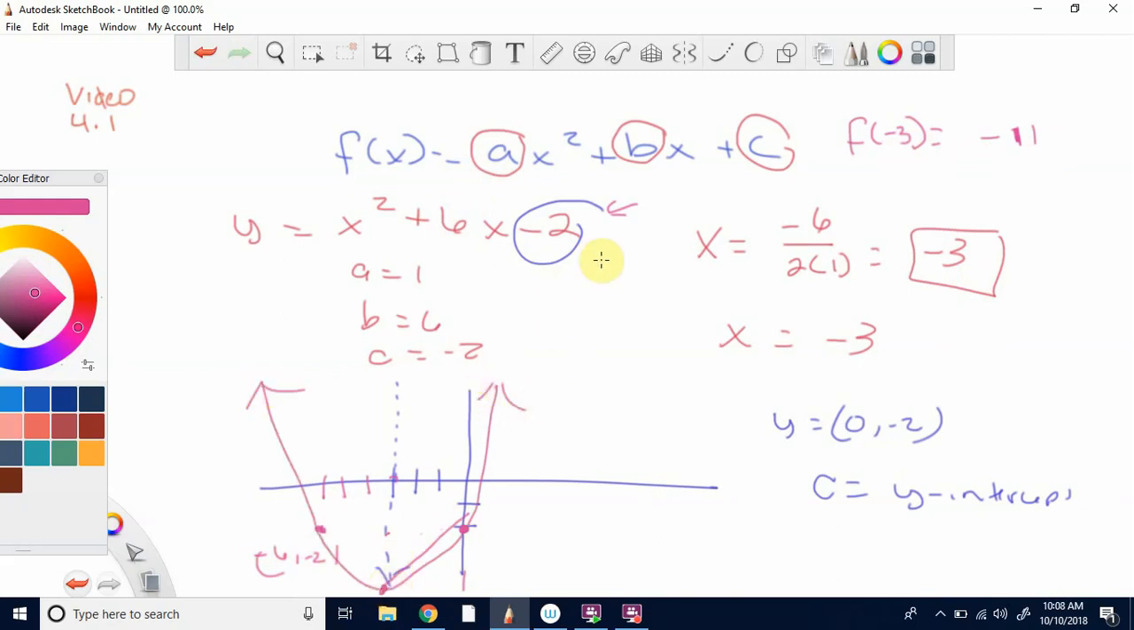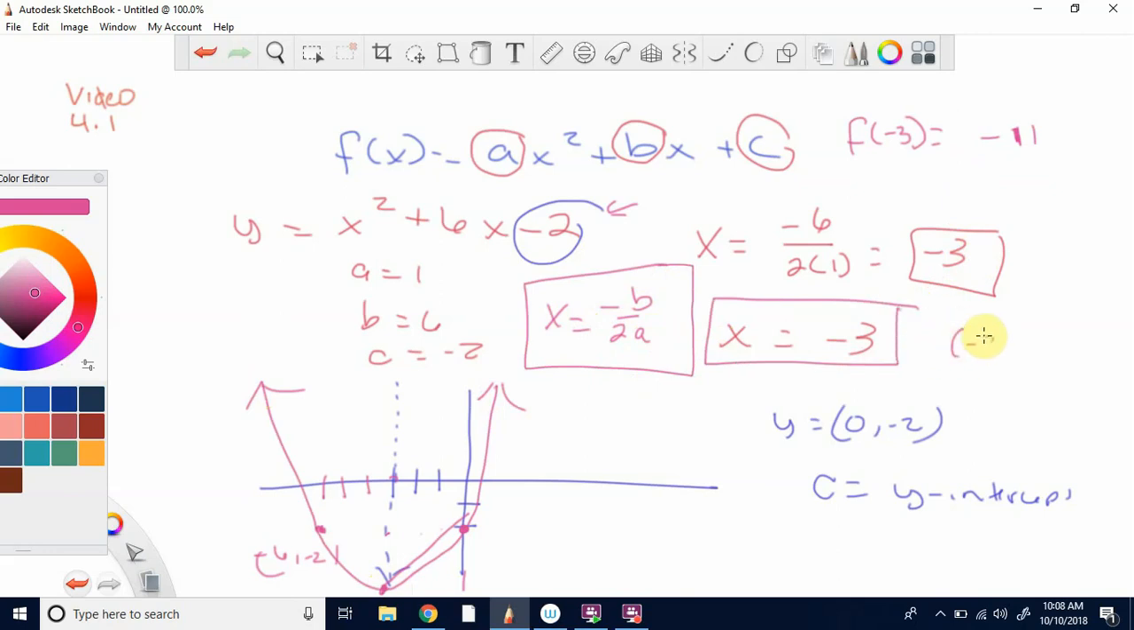Okay, so the first thing we do is we find the axis of symmetry by putting in the formula x equals negative b over 2a. This is really important. Make sure you have the formula written down, which we did here. Then you're going to find f of negative 3. So this is the axis of symmetry. It's also the x-coordinate of the vertex. And then we do f of negative 3 and we get the y-coordinate. So this is the actual vertex.